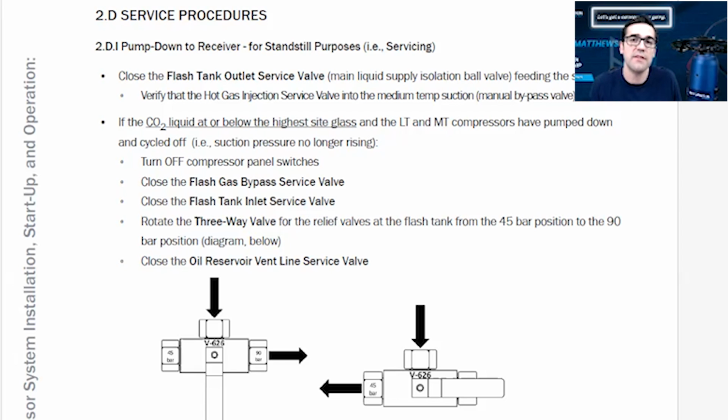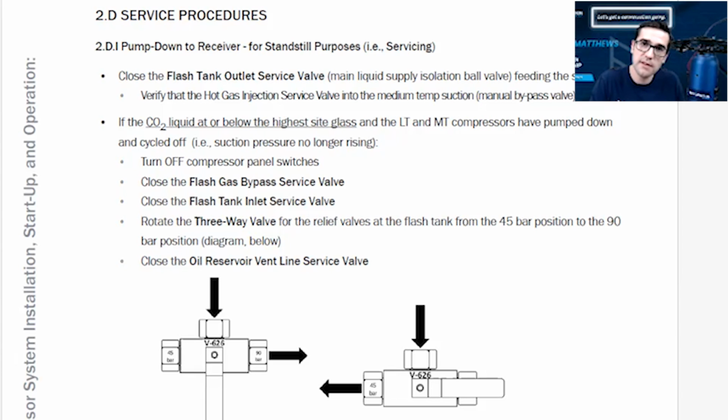Because with an HFC rack, if you close that king valve, you stop the flow out to your store, and then all of a sudden that receiver starts to fill up with that synthetic refrigerant, 404, 407F, or 448. It doesn't even matter. It starts to fill up. What are you looking for? You're looking at the pressure.